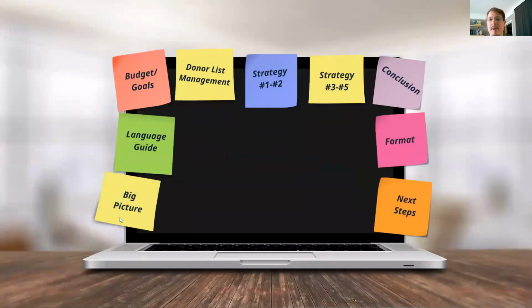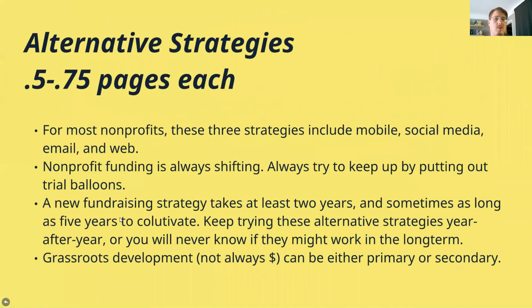So those will take about 2 to 3 pages, right? And then you're going to spend another 2 to 3 pages on 3 more strategies that are more experimental, if you will. They're not secondary exactly, but they are alternative. They're things you're trying out, seeing if we can raise money through mobile apps, social media, email, websites, grassroots fundraising, some other method. Benevon is one that we'll be introduced to a little later. Just try out these other strategies and see if they work.